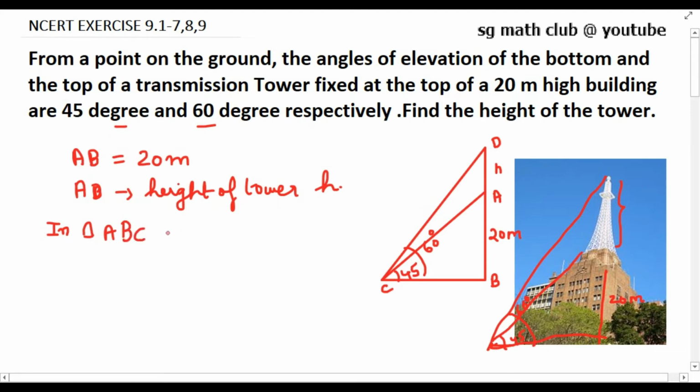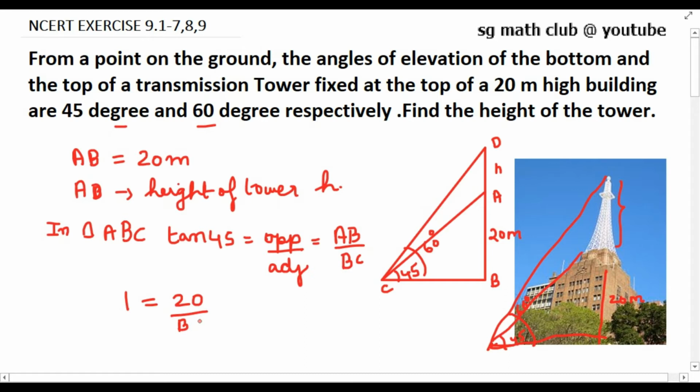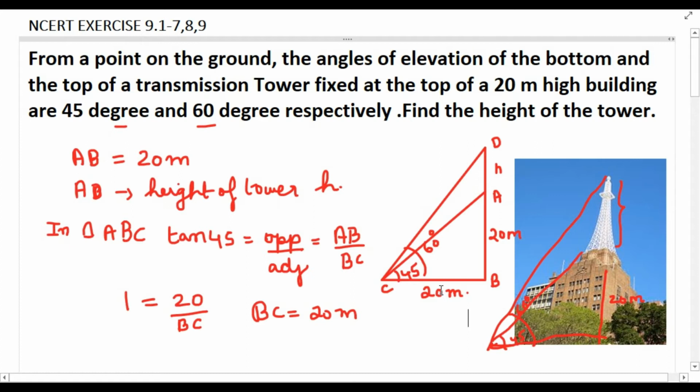In ABC, if you consider tan 45, we know the formula for tan is opposite side by adjacent side. So here the opposite side is AB, the adjacent side is BC, and the tan 45 value is 1. So AB is 20, BC I don't know, so I'll write BC only. Now cross multiply, we will get BC as 20 meter. So now we got BC as 20 meter. Now one more right triangle we can see, that is DBC. We will take now the right triangle DBC.